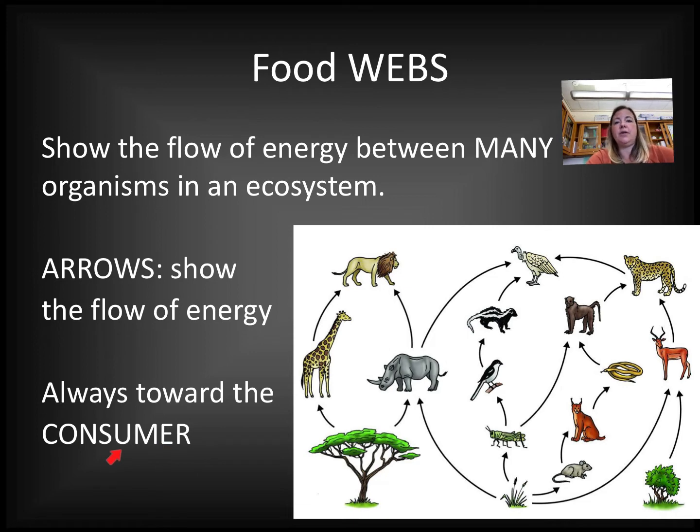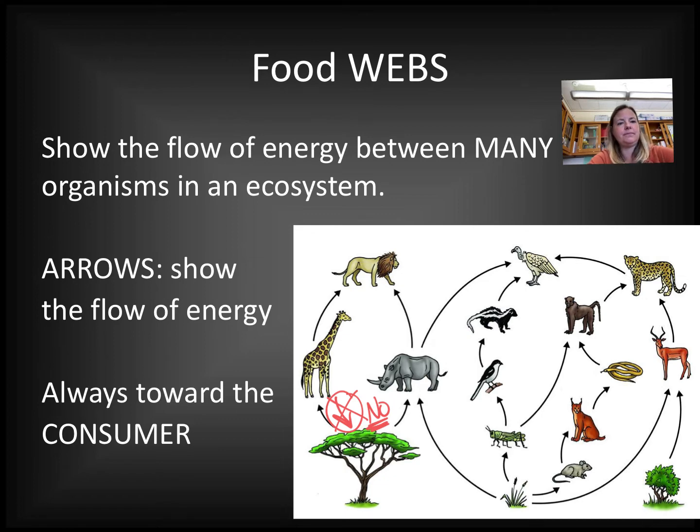So for example, in this image here, you can see that the tree gets consumed by the giraffe. You want to make sure that the arrow points from the tree to the giraffe to show that the energy is going from the tree to the giraffe. If you put the arrow in the wrong way, you would be saying that the tree is consuming the giraffe. And we know that's not possible. The tree doesn't even have a mouth to be able to do that. So we do want to make sure that the arrows show the correct flow of energy and always go towards the consumer.